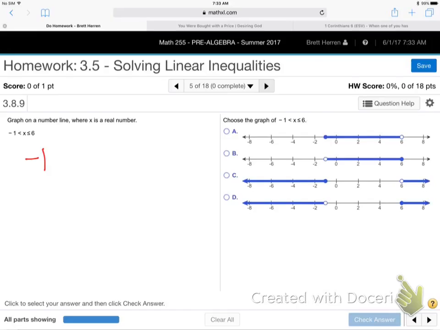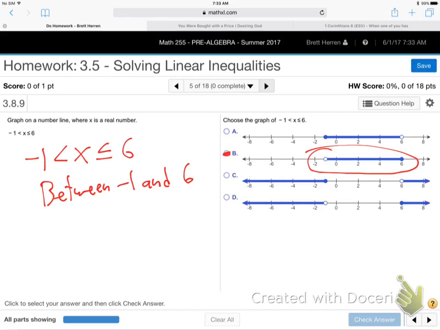Okay, so we've got that. So that's between again. The X is between -1 and 6. But there's one side that has an open dot and the other side has a solid dot. Everybody see that? Because it doesn't equal the -1, but it does equal the 6. It's right on the 6. So which answer is right on the 6, but not on the -1? Yeah. Everybody sees B?